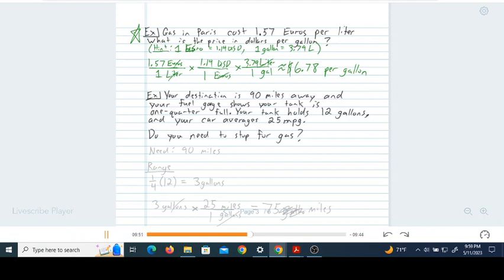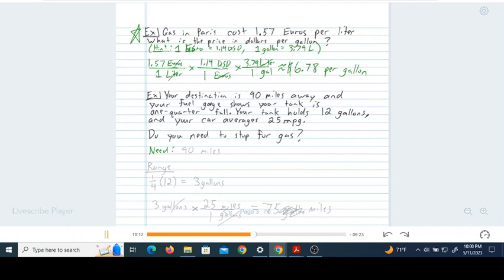All right, so let's look at another problem that kind of has to do with vehicles and gas. Your destination is 90 miles away. Your fuel gauge shows your tank is 1/4 full. Your tank holds 12 gallons, and your car averages 25 miles per gallon. Alright.